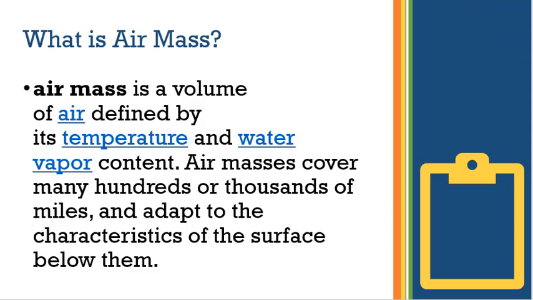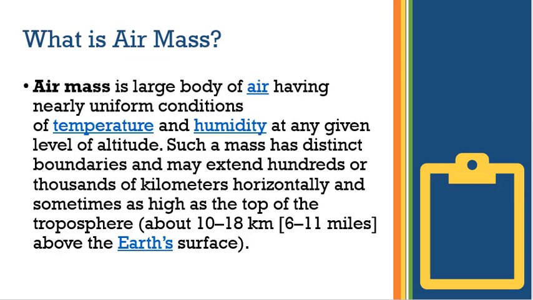When we say air mass, it is a volume of air defined by its temperature and water vapor content. Air masses cover many hundreds or thousands of miles and adapt to the characteristics of the surface below them. Now, it is a volume of air which has uniform temperature and water vapor content.